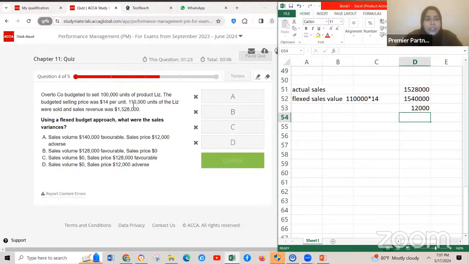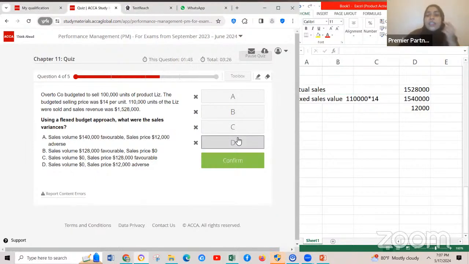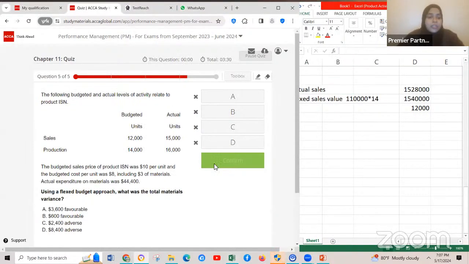Because you are using flex budget, the volume for this is also 110,000, and for this also 110,000. So volume, no difference, but sales price has been different. That is why for flex budget, we are saying for the same volume. Now, this is also for 110,000. So, this is also for 110,000. So, there is no change in the volume, but there is a change in the price of 12,000 adverse.